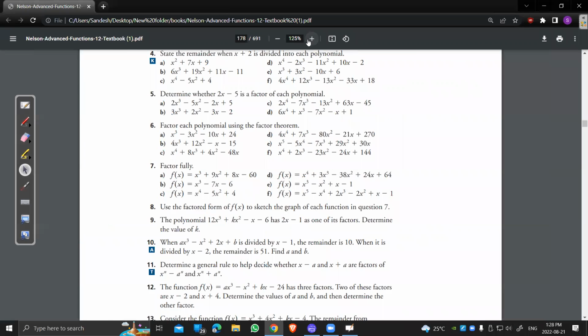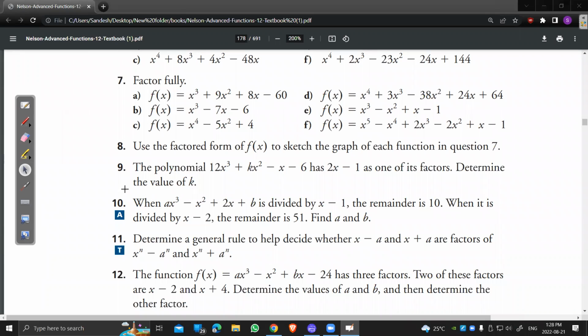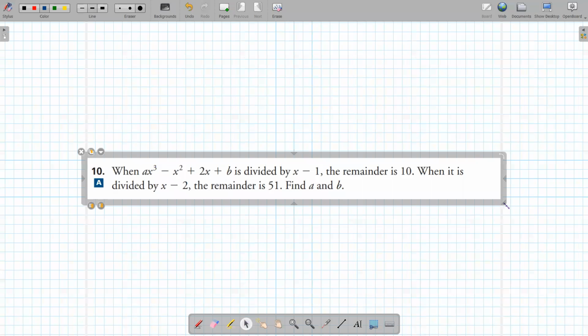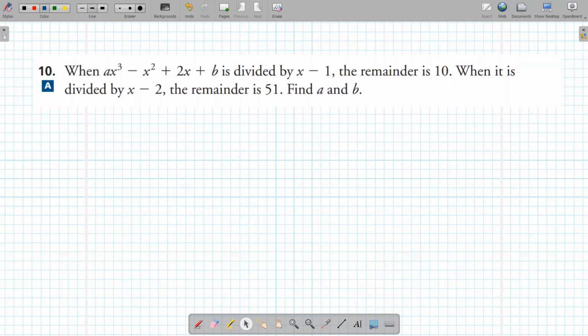Okay, this question we did yesterday, okay? But now this is a very, very common question. When some polynomial is divided by x minus 1, the remainder is 10. Let's call this f of x. Can you tell me in mathematical terms, what does this mean? Divided by x minus 1, the remainder is 10. What would I write here? Again, this has to do with the remainder theorem.